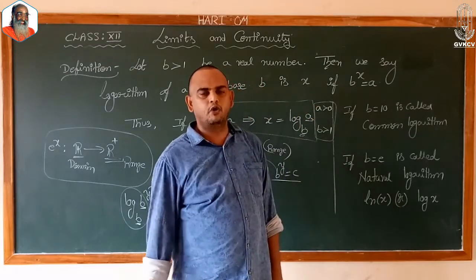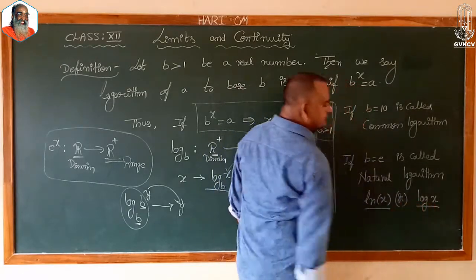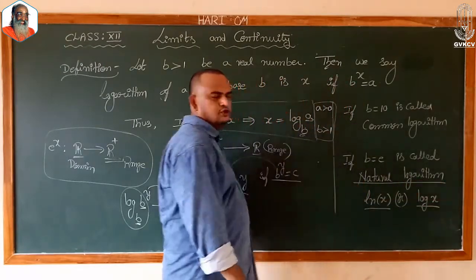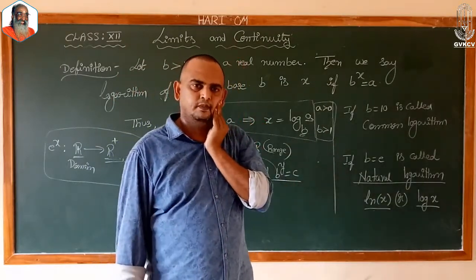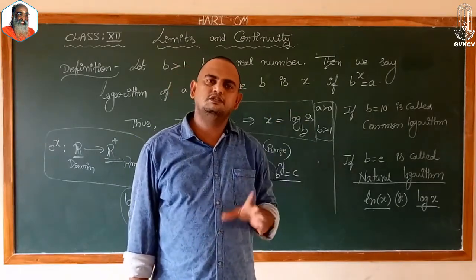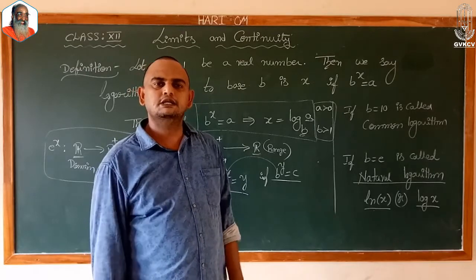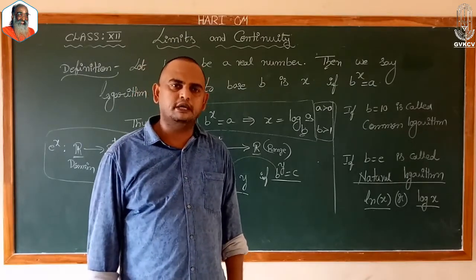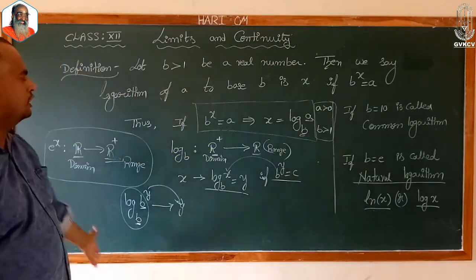So while solving problems from our exercise, whenever you find ln of x or log of x, these two indications mean it is a natural logarithm. Other than natural logarithm, definitely they will give a base. So wherever the base is given, we consider that base. If there is no base, by default you should assume it is the natural logarithm, which means the base is e. That is about the definition and the concept, domain and ranges of the logarithmic functions.